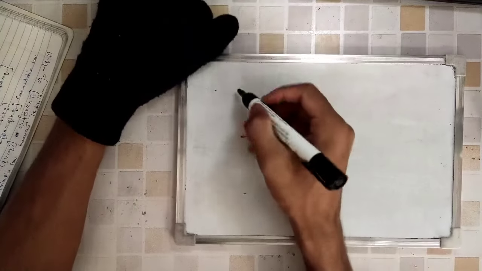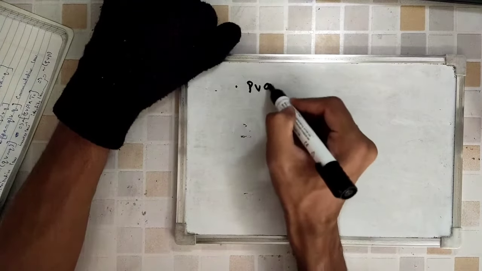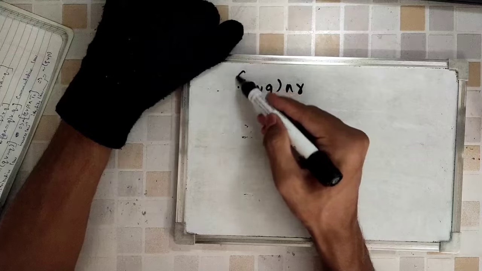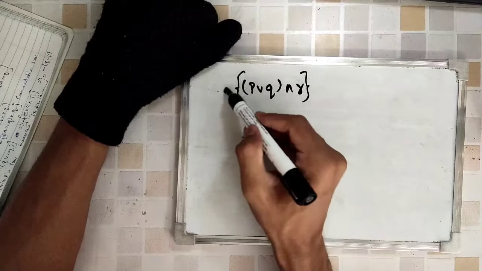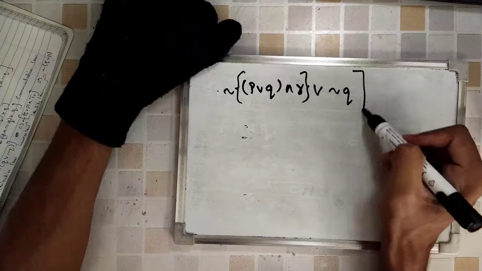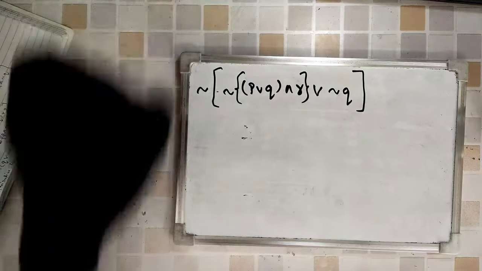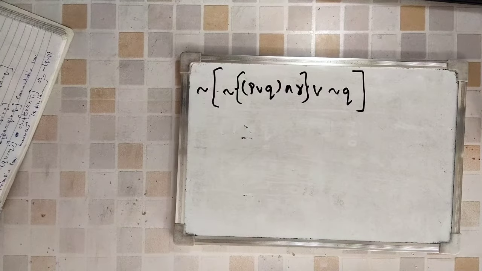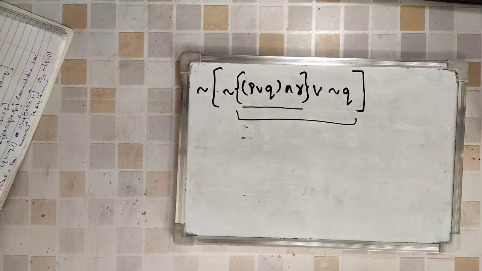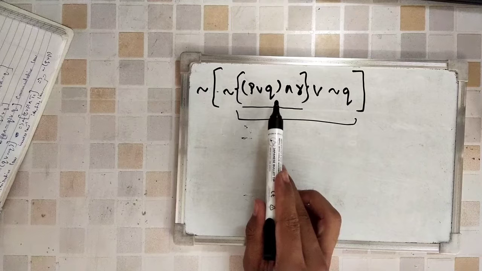So we have another proposition, negation of (P or Q) and R, and this whole thing has an or with R and negation Q, and again we have to take the negation of this whole thing. So now how will you do this? See here, this is one term, then this whole thing is another term. So first we will solve the innermost term, and we will try to take the negation for this.